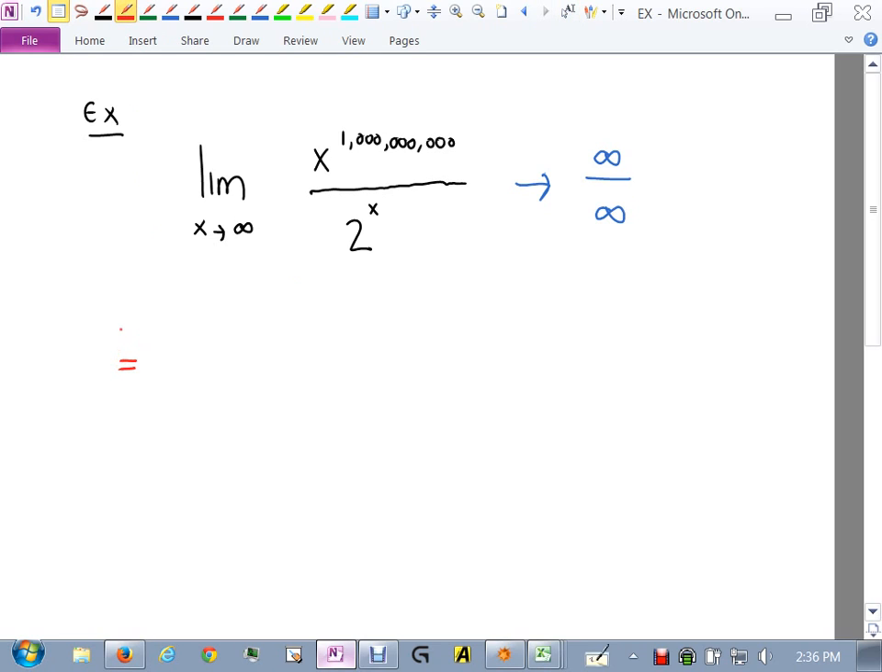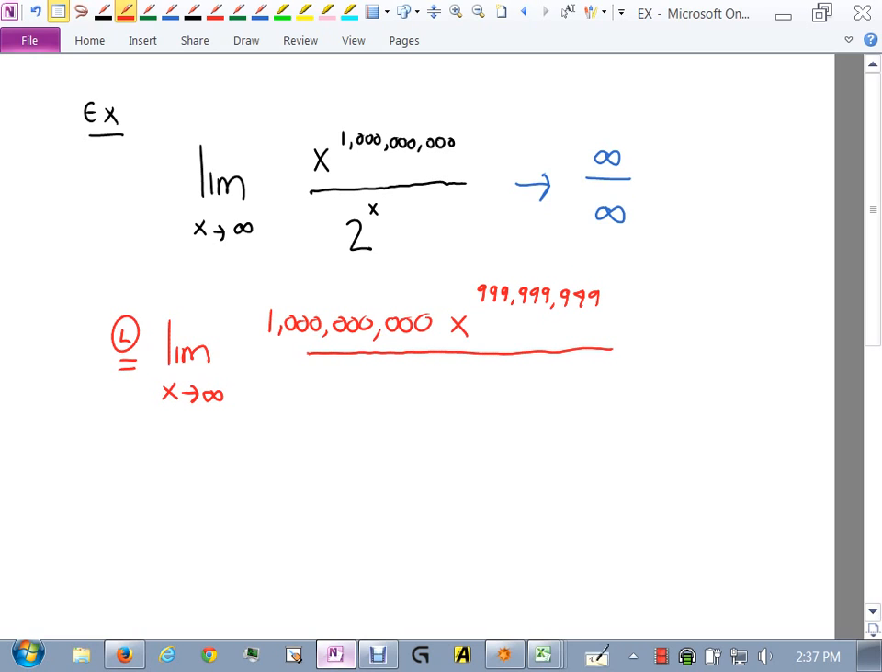So let's see if it's true. L'Hopital's rule tells us what? We can take the derivative, top and bottom. What's the derivative of x to the billionth? 1 billion x to the 999,999,999, all over, what's the derivative of 2 to the x? 2 to the x, natural log 2. So we did L'Hopital's rule one time.